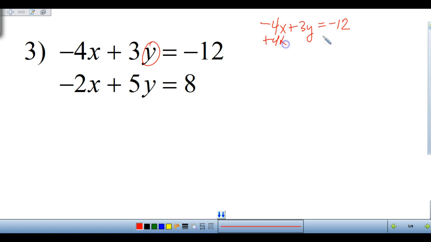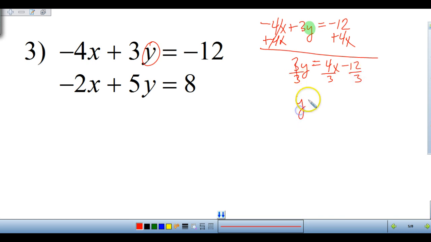So add the 4x to both sides. I'm going for y. I had to make a choice. I decided I was going to get this guy by himself. It doesn't really matter which one you pick, because substitution will work the same way no matter which one you isolate. You just have to pick one and do it. So divide everything by 3. So y is going to equal 4/3 x minus 12 divided by 3 would be 4.